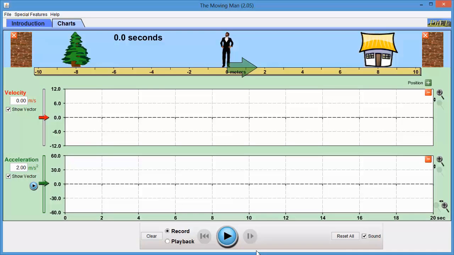The Moving Man Interactive shows that if acceleration and velocity are both positive, the man will speed up. It also shows that if velocity is negative, or the man is moving to the left, and acceleration is positive or in the opposite direction, that the man will slow down.